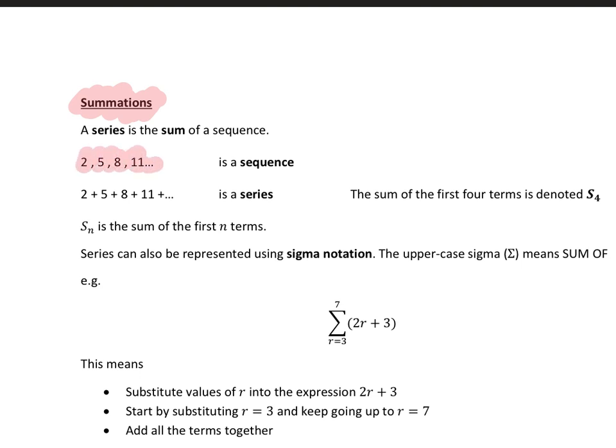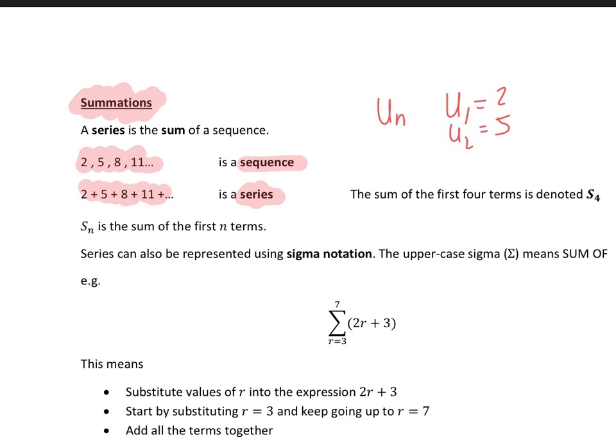So if I use commas, look, 2, 5, 8, 11, that's called a sequence because it's a sequence of numbers. But if I add those numbers together, so 2, add 5, add 8, add 11, that's called a series. So series is when we add a sequence. A sequence is just a list of numbers. And again, we use Un, that notation, to denote the nth term. So 2 would be U1, U2 would be 5, etc.